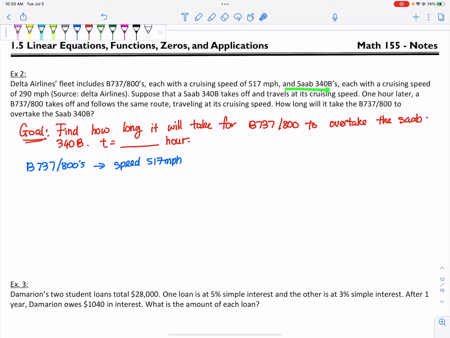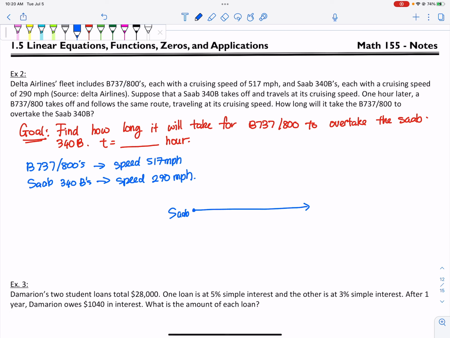Then we have the Saab 340Bs, each with a cruising speed of 290 miles per hour. So we have the Saab 340Bs, speed 290 miles per hour. It says, suppose a Saab 340B takes off and travels at its cruising speed. So here we have Saab takes off at a cruising speed. So cruising speed is the same as the rate. So I'm just gonna say rate equals, and we know the cruising speed is 290 miles per hour.